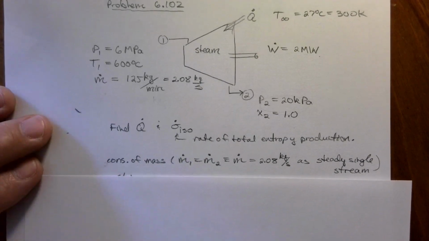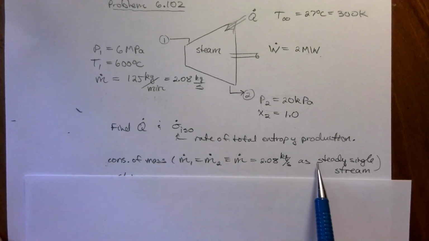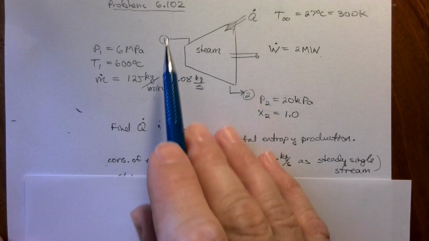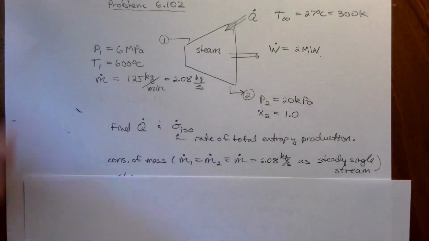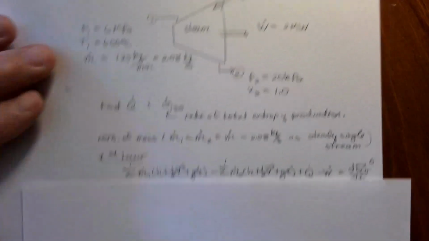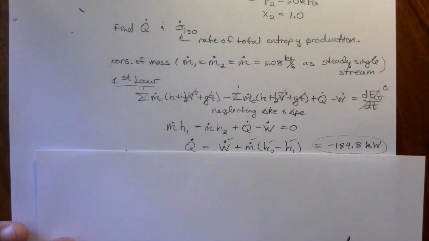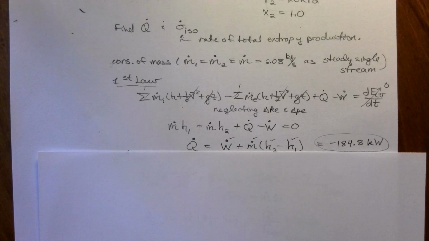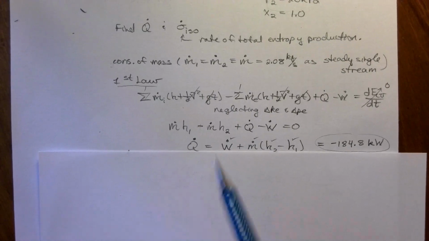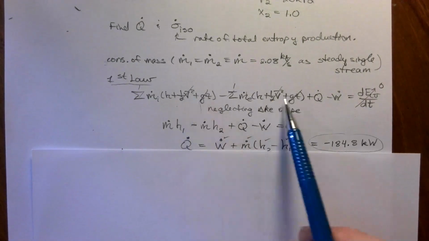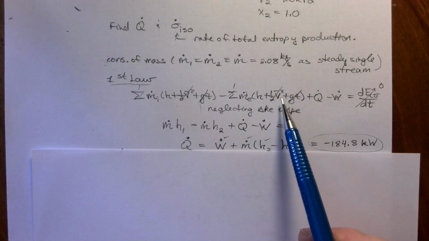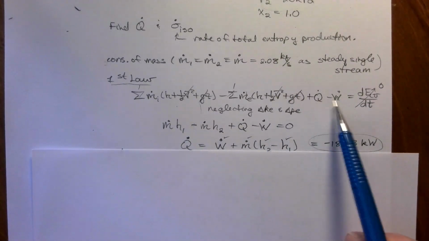To do your conservation of mass, do something to communicate it. I know it's so trivial, you're going to say, oh yeah, it's the same m dot through this whole device, but at least write that down, that you're making that assumption because it's steady state. And then do the first law. We're neglecting kinetic and potential energies. One inlet, one exit. We have to keep both of these, right?